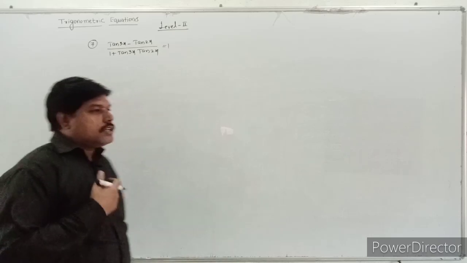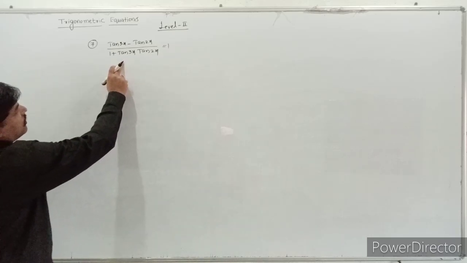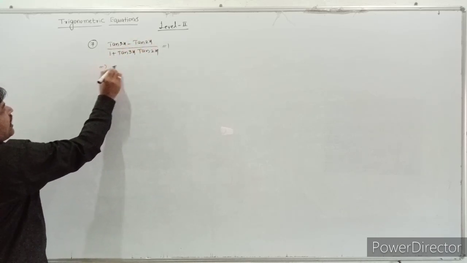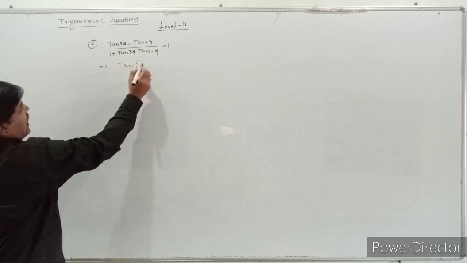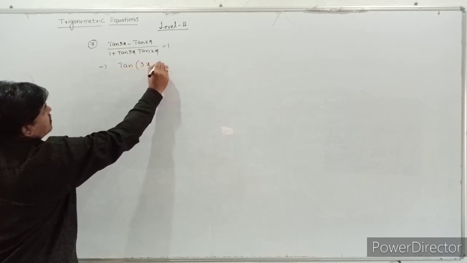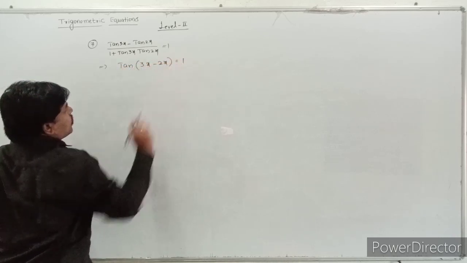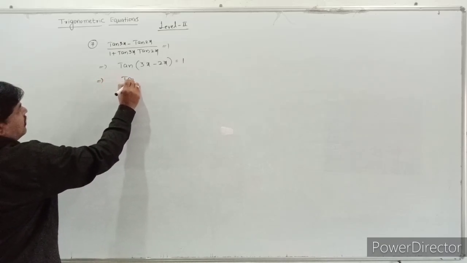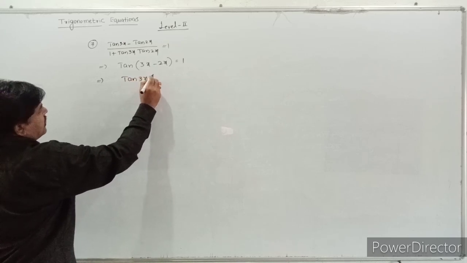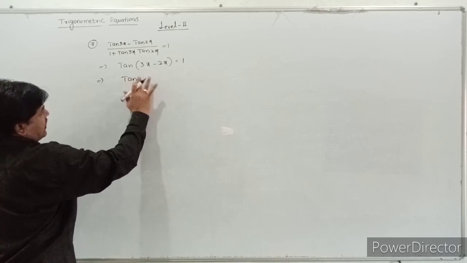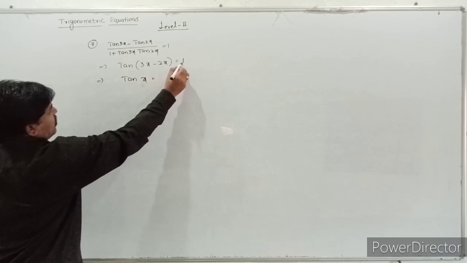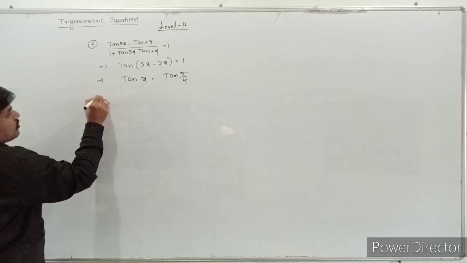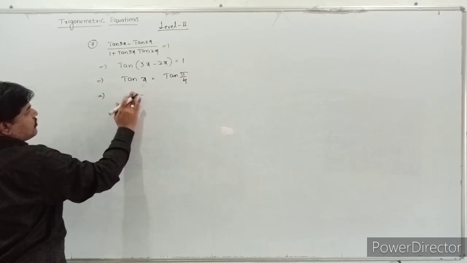Okay, so see this one first. It is in the form of (tan a minus tan b) by (1 plus tan a tan b). So that is nothing but the tan of (a minus b) formula. Tan of (3x minus 2x) is equal to 1. So that implies tan of (3x minus 2x), it will become x only. Tan x is equal to 1, which can be written as tan pi by 4. So the principal solution is x is equal to the principal solution.